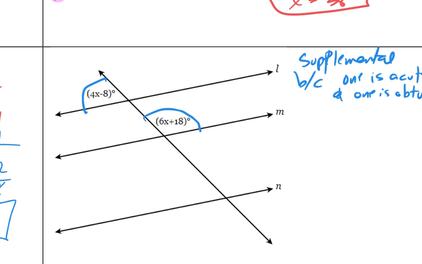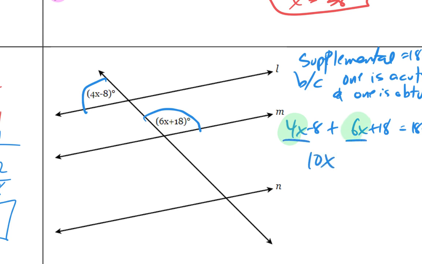So we're going to say that 4x minus 8 plus 6x plus 18 equals 180, right? Because we know that supplemental means they equal 180. All right, so now let's just follow along with what we do. We know 4x plus 6x gives us 10x, right? And then we're going to circle that negative 8 and a positive 18. That's going to give us positive 10, equals 180. So we're not going to forget that that's a negative 8. That's why we're circling it.